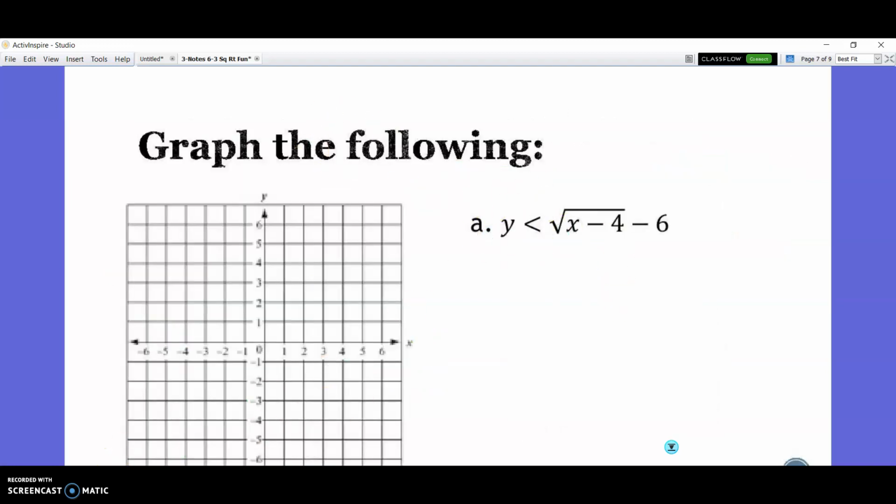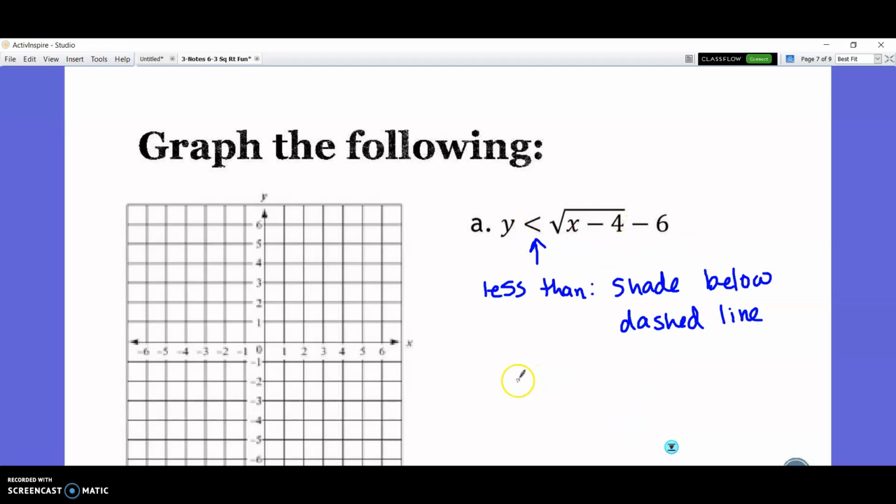Now for the inequalities, it's going to be the same thing, except the inequality symbol will tell us what type of line and where to shade. So less than means shade below. And it also means that you'll have a dashed line.